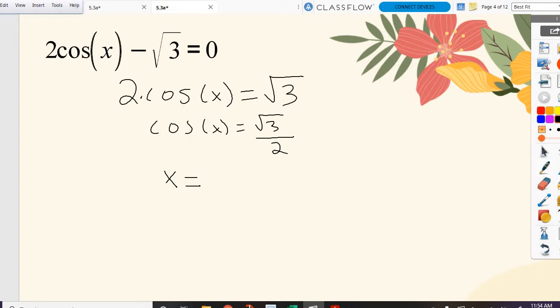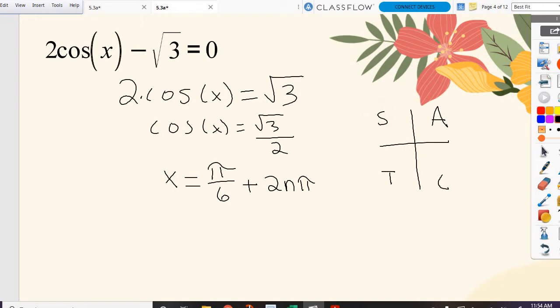Pi over 3, 6. Okay, and then what did we say we need to add? 2 pi n. Yep. Now, this is my first solution. Okay, so that happens in my first quadrant.